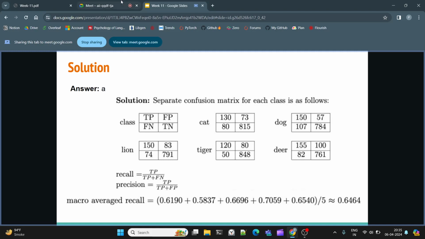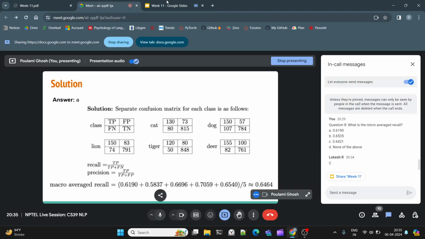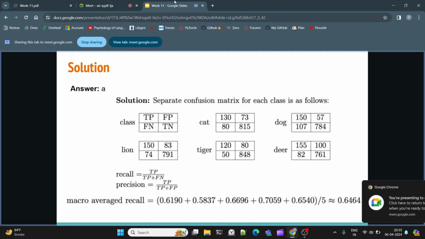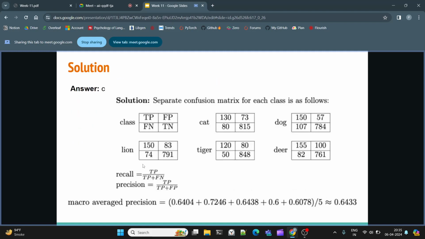So if they have asked about the macro average recall, instead of this, if they ask about the macro average precision, we will follow the same procedure and get the same output. Yeah, we discussed macro average precision also. We just simply compute the precision for each of the classes. We then take the average. That gives us the macro average precision.